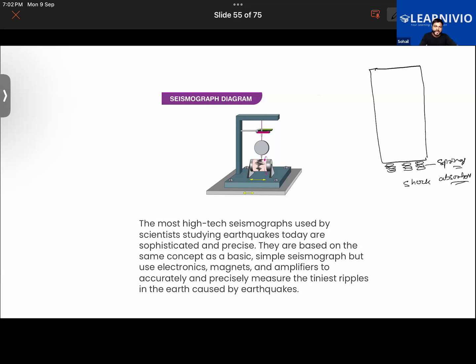So the type of soil has to be studied. The different layers of the soil have to be studied. Its density has to be studied. After that only should the building be constructed.